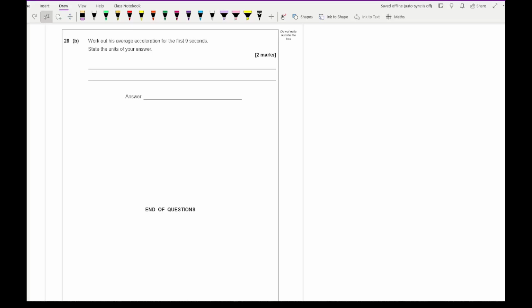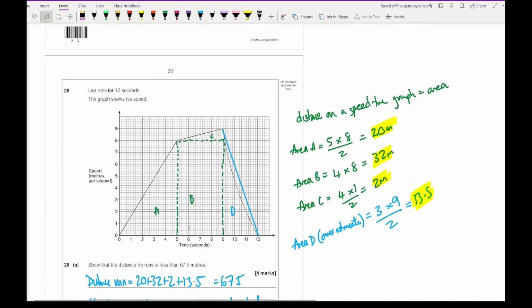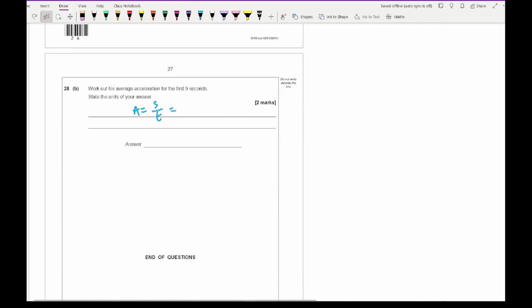Now for question 28b, it says work out the average acceleration for his first 9 seconds. Well, acceleration is calculated as speed over time. So his speed after 9 seconds was 9, over 9 seconds, so it's just going to be 9 over 9, which is 1. Then we need to make sure that we've got the units. The units are meters per second squared, or you can write it as 1 ms to the minus 2. That's absolutely fine. You get 1 mark for the 1 and then 1 mark for the unit, so do make sure, particularly as it does state to write down your units.